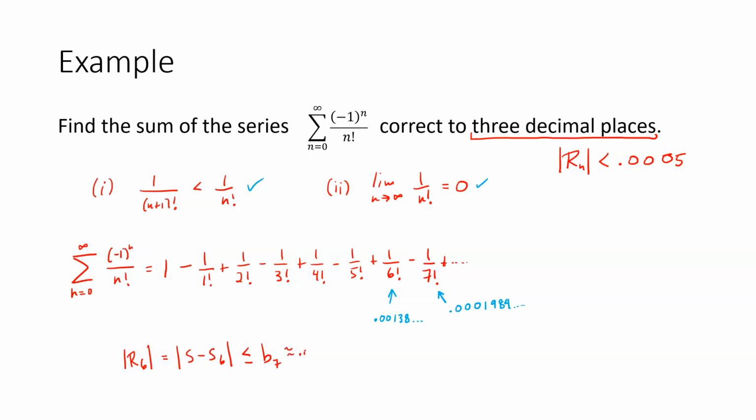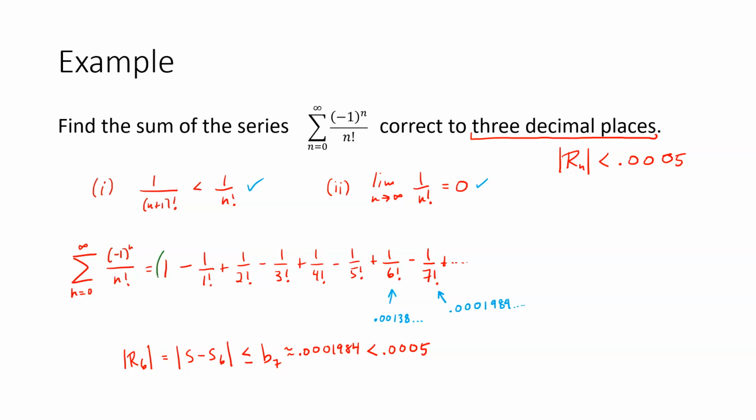We showed that was about 0.00019884, which is less than that desired error that we wanted, 0.0005. So this shows that we just need to sum up the first 6 terms of the series to be guaranteed that our error is within that desired 3 decimal places. In other words, the partial sum that we get from just the first 6 terms will be enough to say that our sum is accurate within the first 3 decimal places.